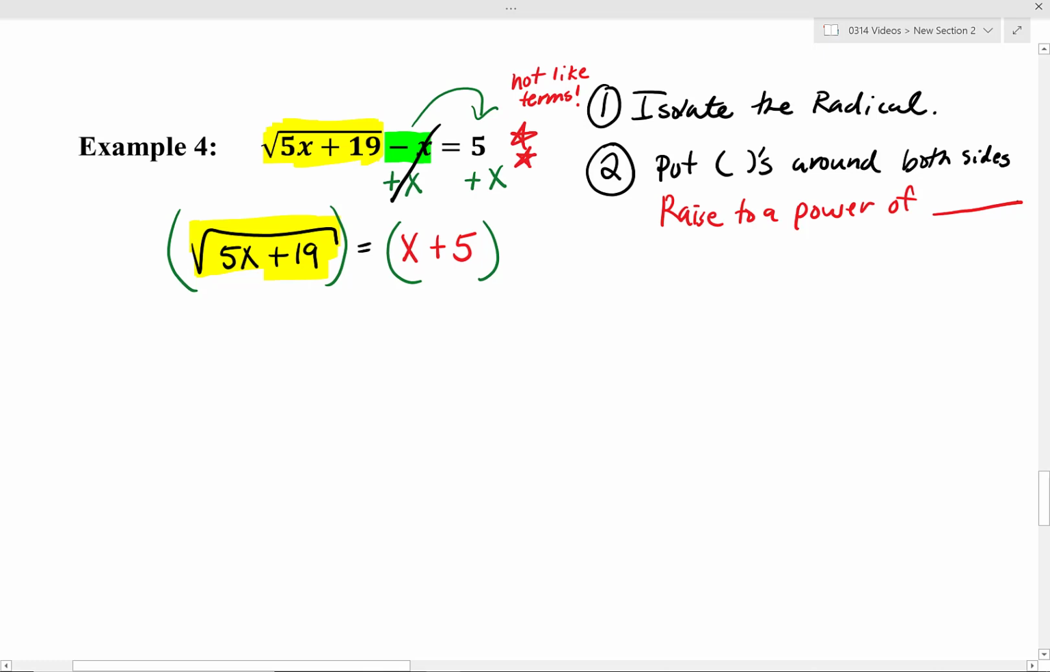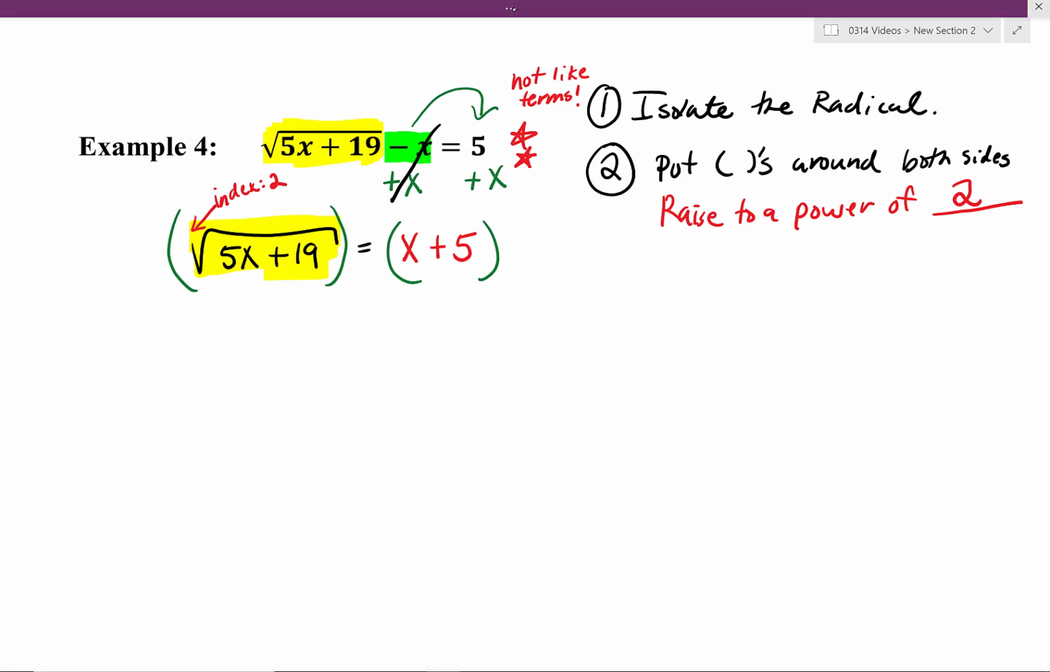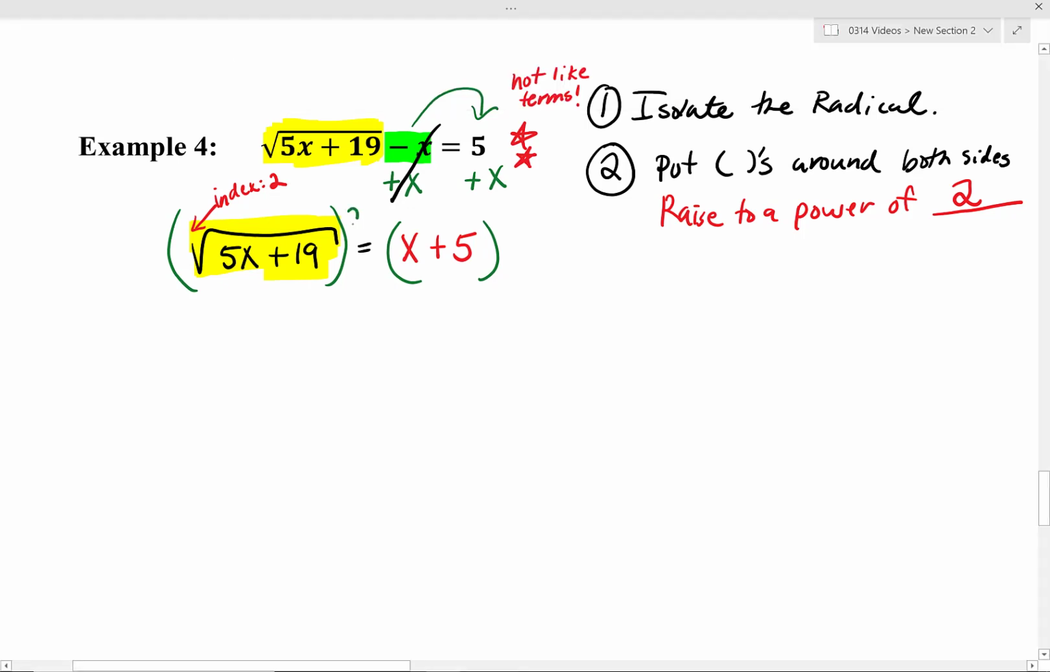Okay, what power am I going to raise both sides to? Well, I need to figure out what is the index of this radical. Okay, well the index of this radical is 2. So if the index is 2, then we have to raise both sides to that same power that matches the index. So we're going to raise both sides to the power of 2.